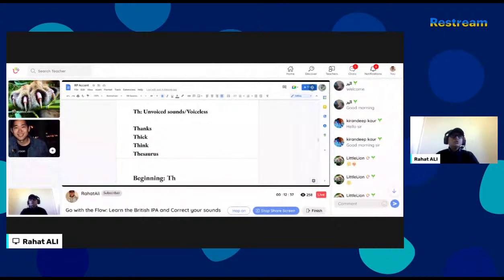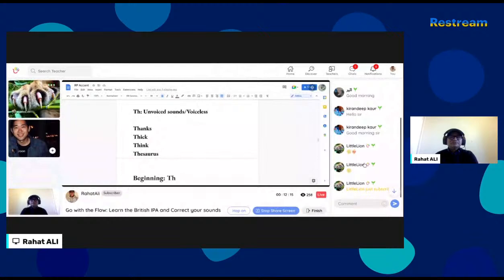Thesaurus. Now notice that when you're saying think, thick, thesaurus, our tongue is touching the tooth. You'll feel it touching. That means it is an unvoiced sound or voiceless, or sometimes called non-voiced too.